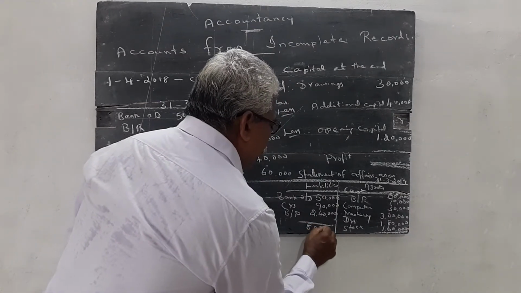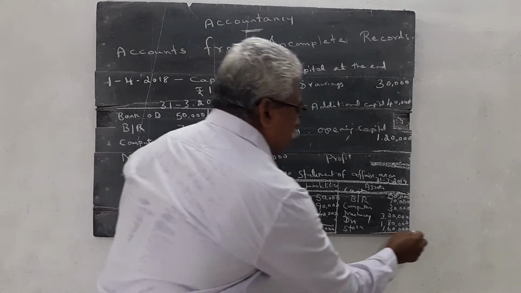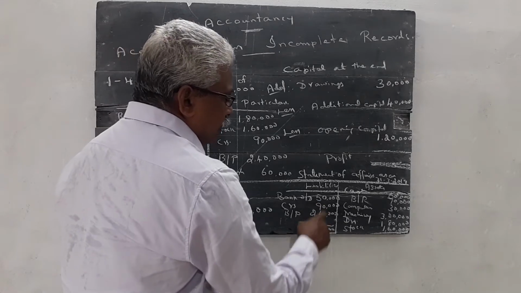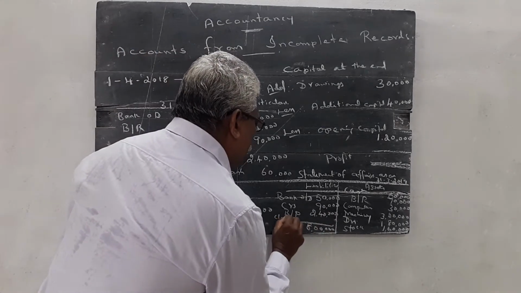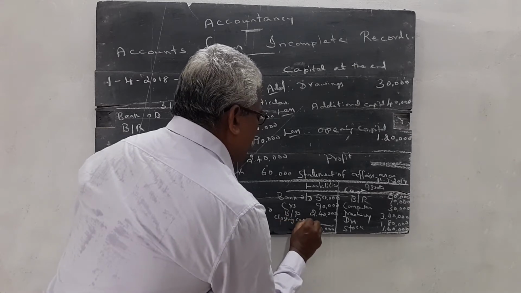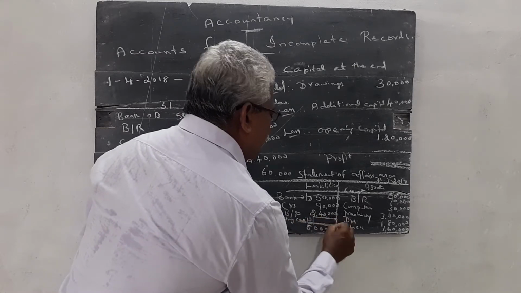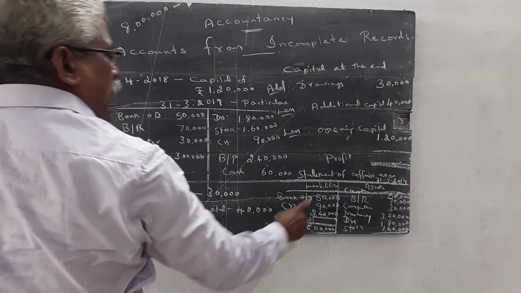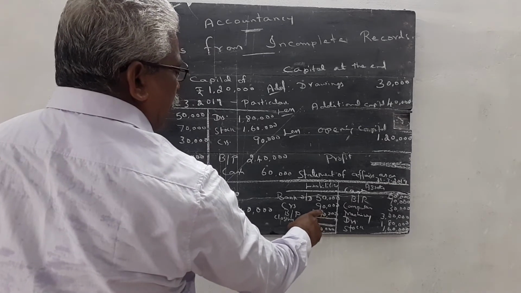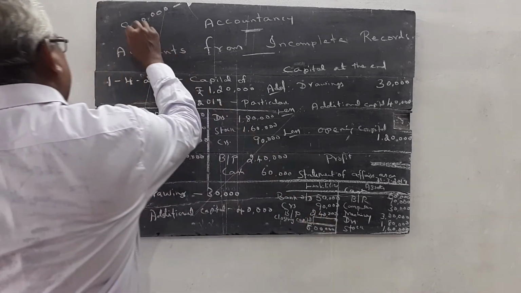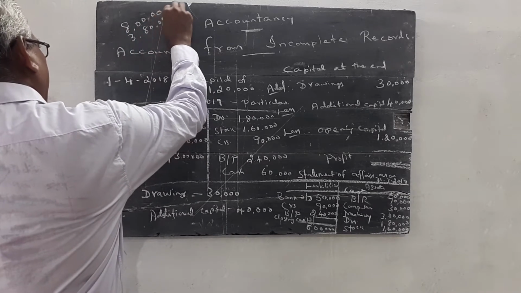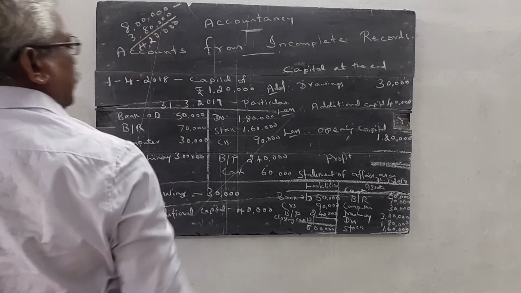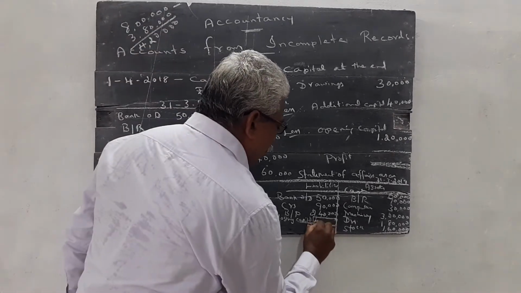This side total is 8 lakhs. The same 8 lakh is entered here. The difference between 8 lakh and this liability total is considered as the closing capital. Closing capital we have to calculate. 8 lakh minus this amount: 2,40,000 plus 90,000 is 3,30,000, plus 50,000 is 3,80,000. 8 lakh minus 3,80,000 is equal to 4,20,000. So capital is 4,20,000.